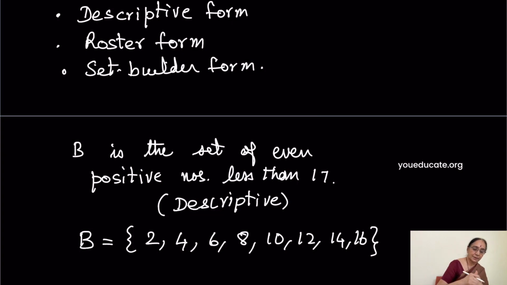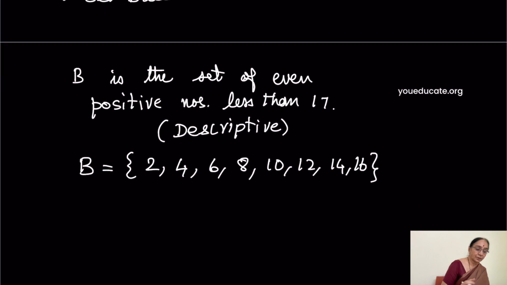So I have written the set in order. The roster, have you heard of the word roster? When you take attendance in a class, we call out the names of students, and it is called the register. That register that contains the names is the roster. So the roster form is a list where the elements are listed one after the other. This is the roster form.